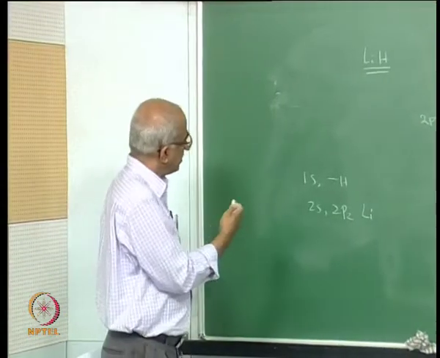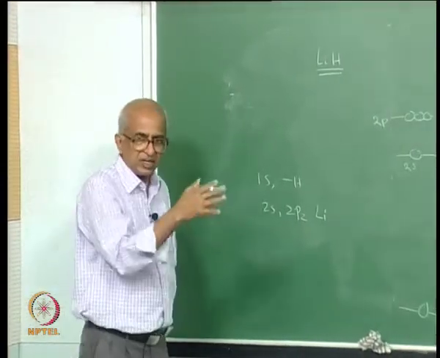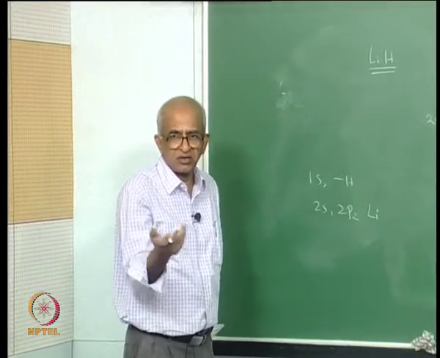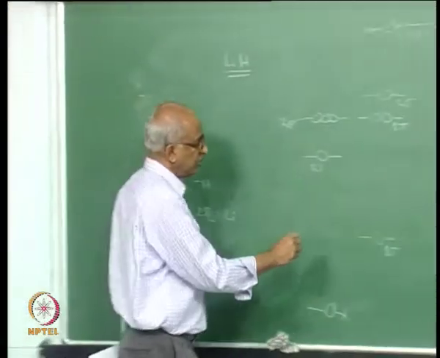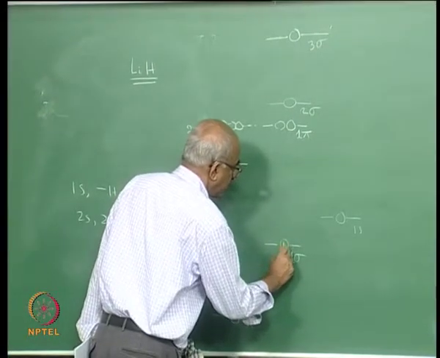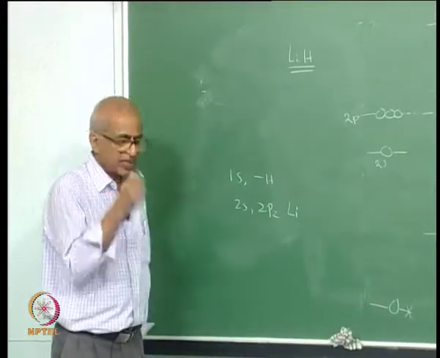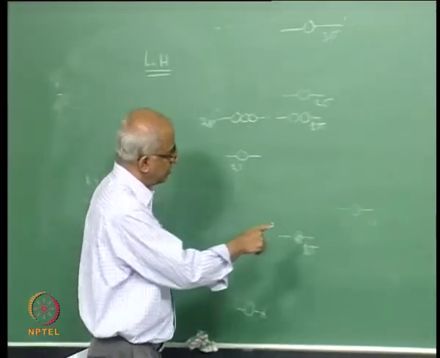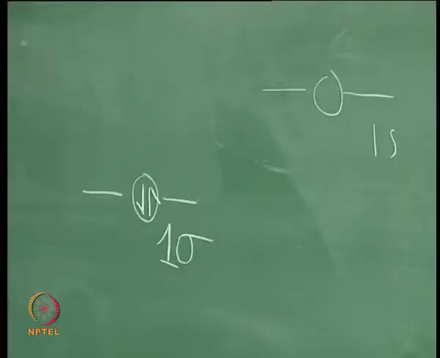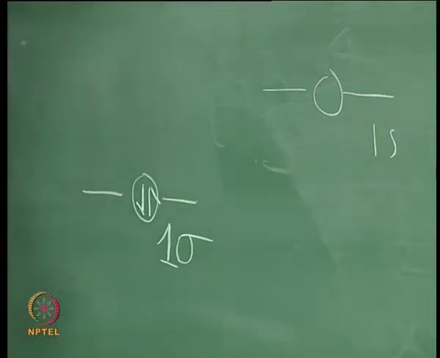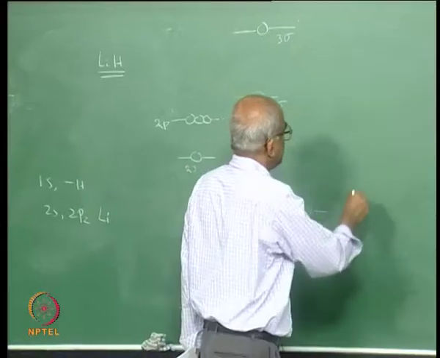And how many valence electrons are there in the lithium hydride molecule? Lithium has 1 valence electron, hydrogen has 1 valence electron. So, there are only 2 electrons. Naturally, those 2 electrons will sit in this bonding molecular orbital, and that is why the bond is formed. But if you think of that orbital, you see it is rather close to the 1s, which means that this 1s actually makes a fairly large contribution to that bonding orbital.